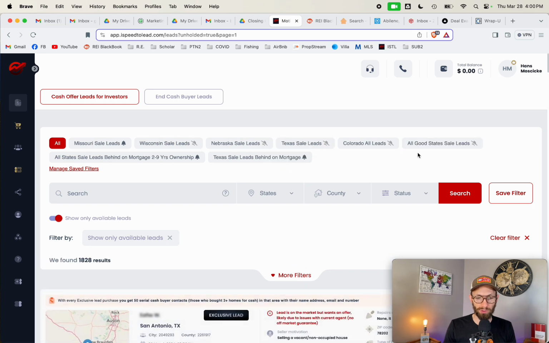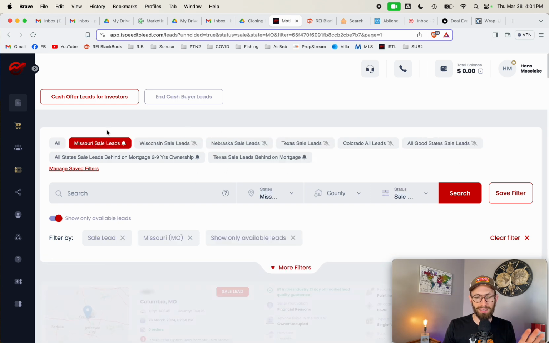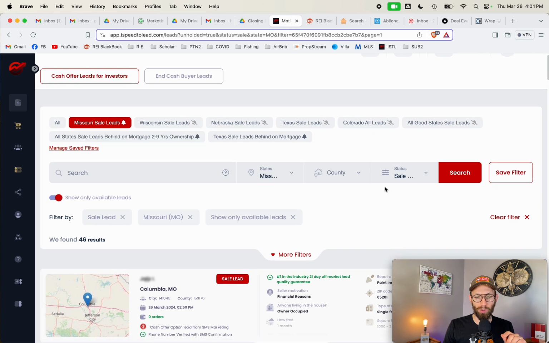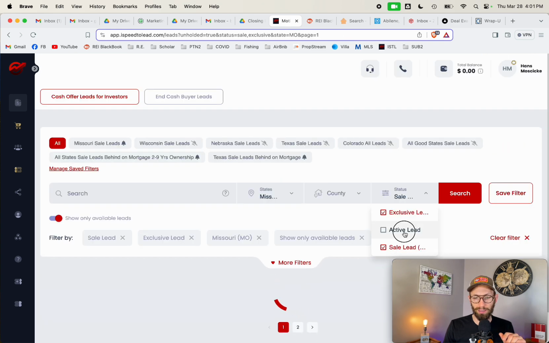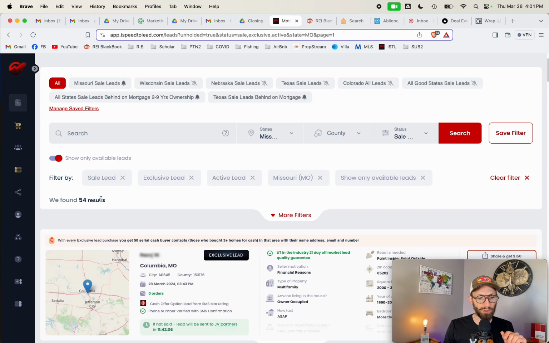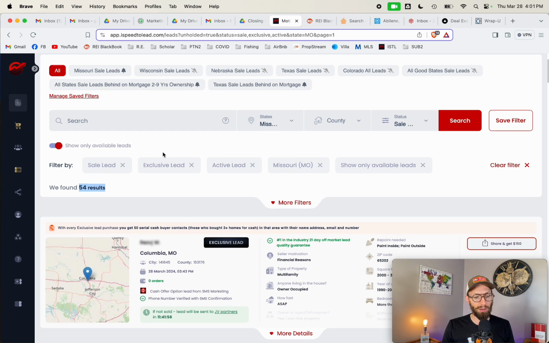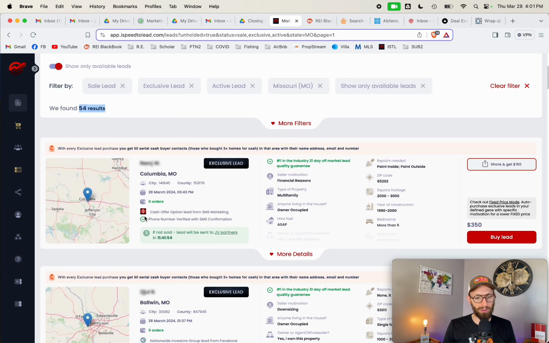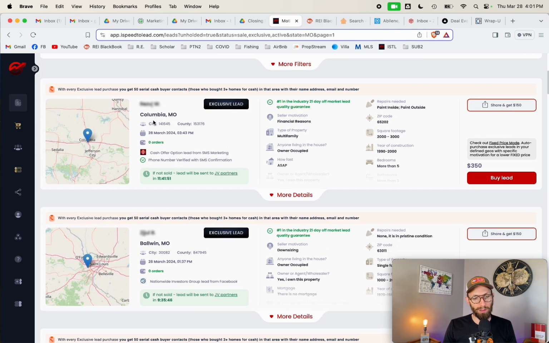Okay, I've made some filters for myself. If I go to my state, Missouri, I'm just going to look at all of the leads they have in Missouri right now. So they have 54 active leads in my home state. I could change this to Florida or Texas or whatever, but these leads come in and you can see how they're generated. This lead is in Columbia, Missouri, and it has 0 orders, meaning nobody has reached out to this lead yet. This is an exclusive lead.